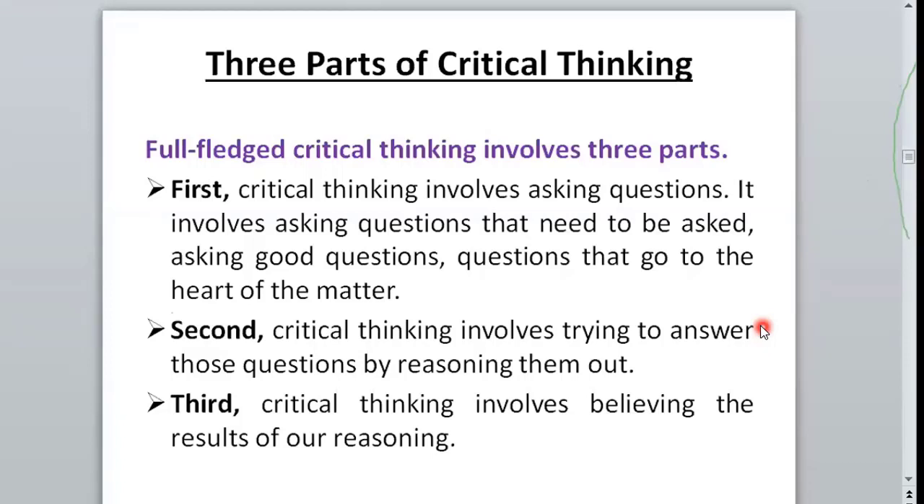So if these parts of critical thinking exist cumulatively, we can say that there is critical thinking.